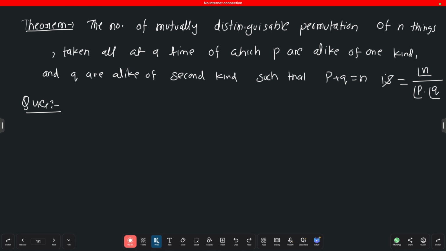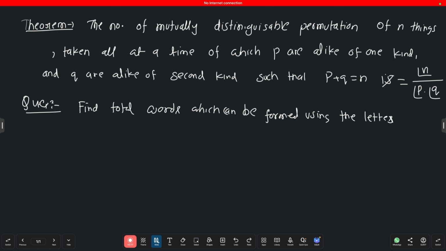Question: find the total words which can be formed using the letters of the word banana. Banana, B-A-N-A-N-A, banana.